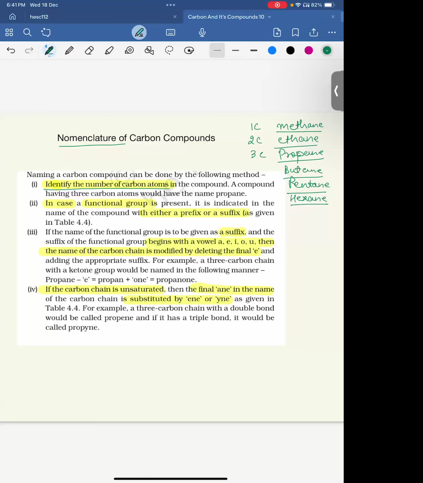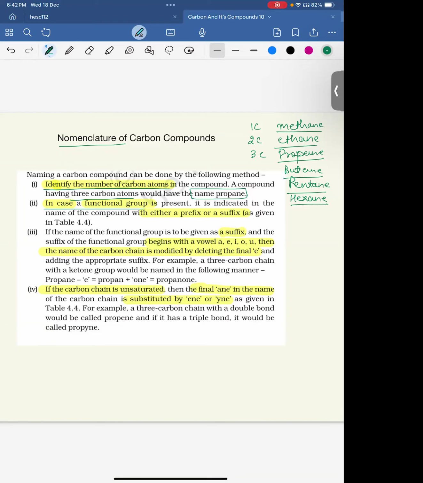For example, if there are three carbon atoms and no other group, like no double bond or no functional group, you'll simply say propane. But if it has some functional group, you will either add a prefix or a suffix. You must know about prefix and suffix. A prefix is added before and a suffix is added after.